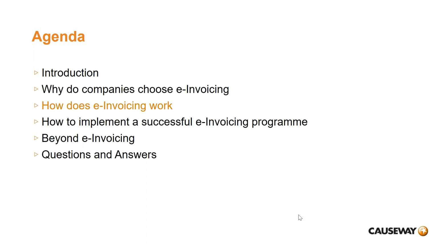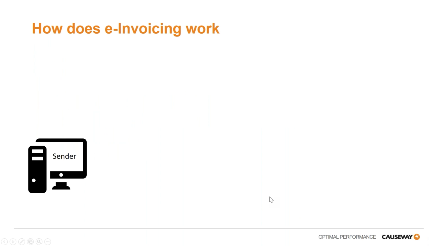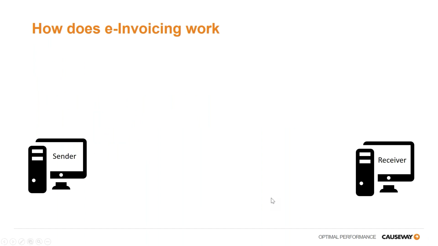Okay, so that's a little bit about the why. Perhaps it's worth thinking about how it works. If we look at not necessarily buyers and suppliers, but at senders and receivers, because there are different document types. In one instance, a sender might be a supplier sending an invoice, or it might be a buyer sending an order, or other document types.